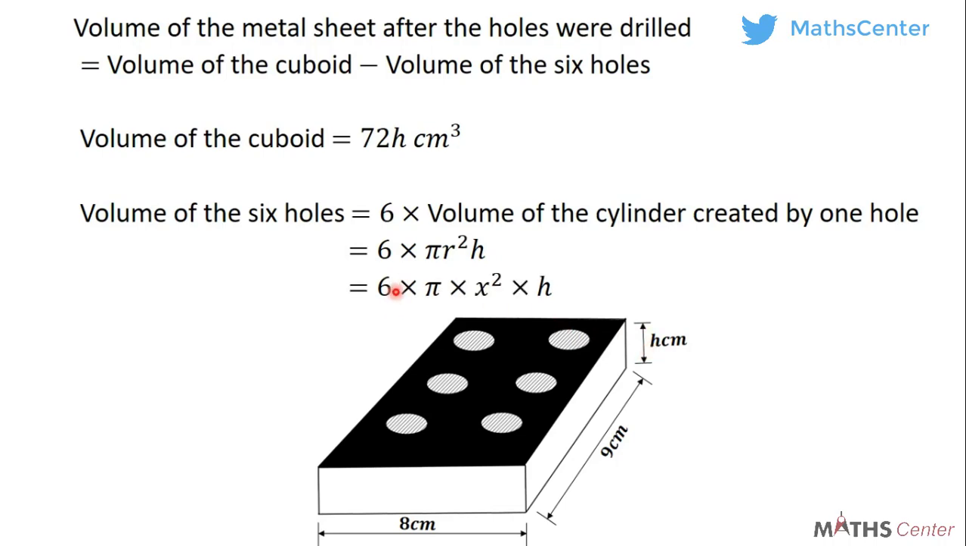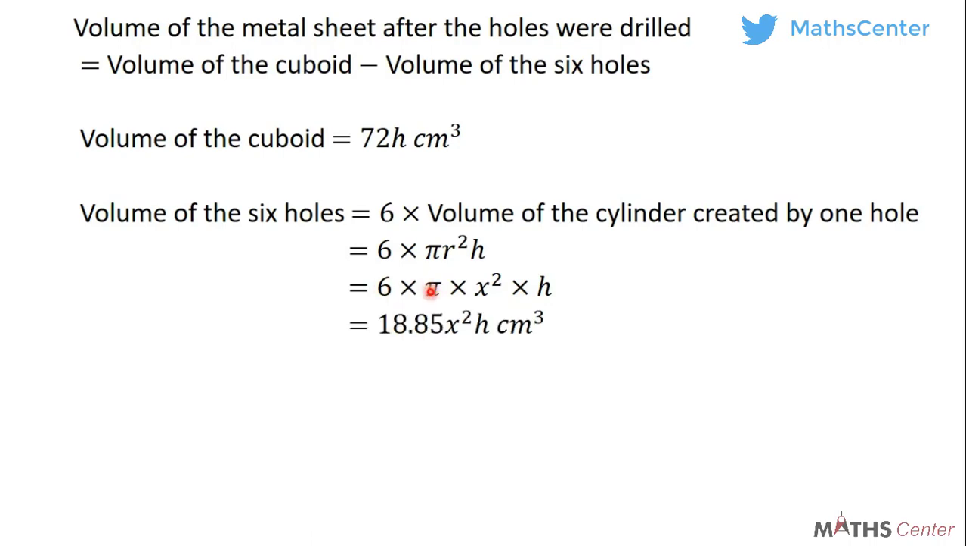So this is equal to 6 times pi times the radius, which is x, and the height, which is h. We are going to have 6 times pi, which will give us 18.85. So we have 18.85 x squared h centimeters cube.